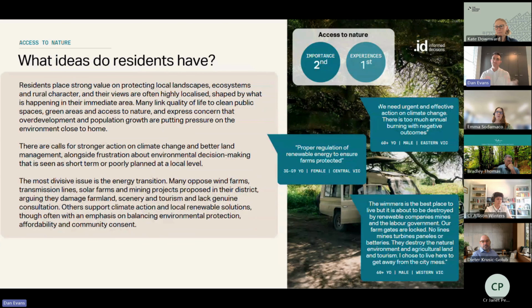And so a lot of the comments we get from the community about nature are related to energy transition because they fear this loss of the thing that they place such a high value on. They fear that they're losing their nature because the people in the city can't turn the lights off. They fear that the industrialization of the landscapes is going to change this thing that they hold so dear. So it becomes very, very divisive.